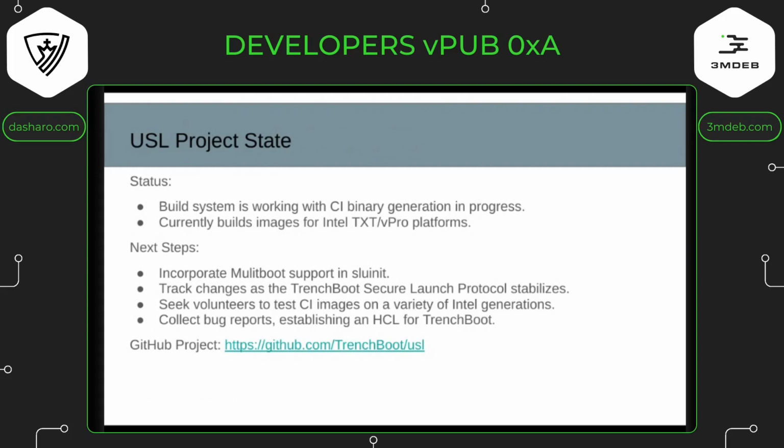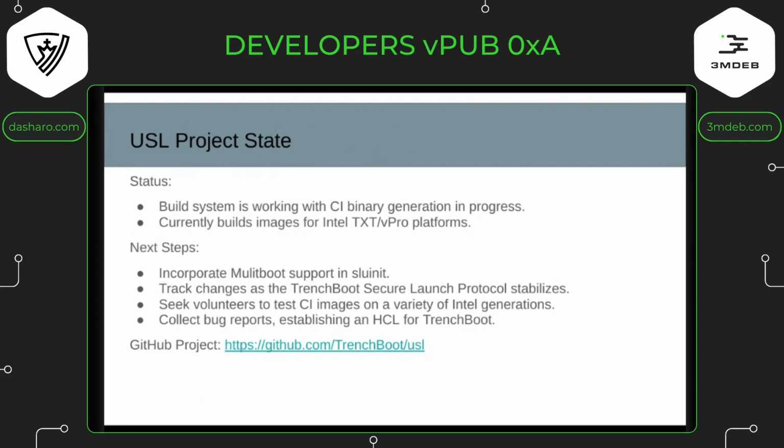The next steps that we need to get incorporated in there: while systemboot already has multiboot support in it, we just have to make SLINIT aware of setting up the multiboot. We're also tracking the changes in the Trench Boot Secure Launch Protocol. So as that stabilizes, that'll allow USL to finally stabilize, and we can start getting more images out there.